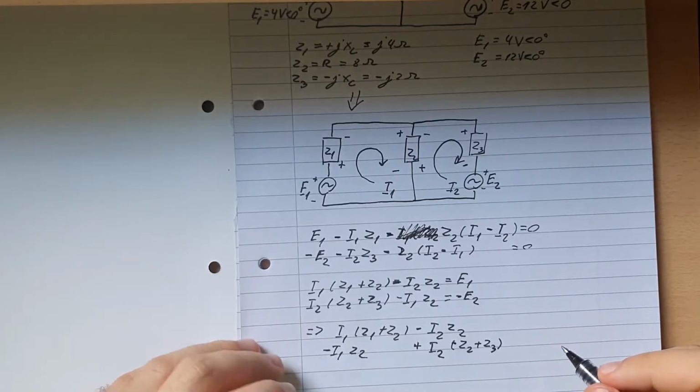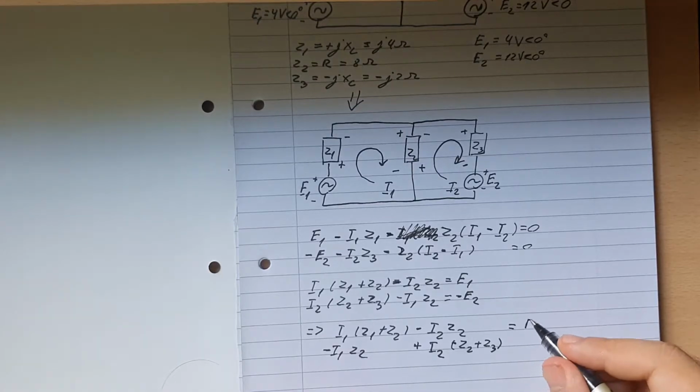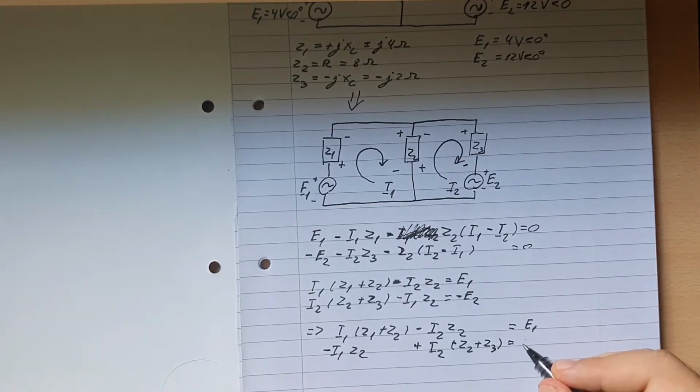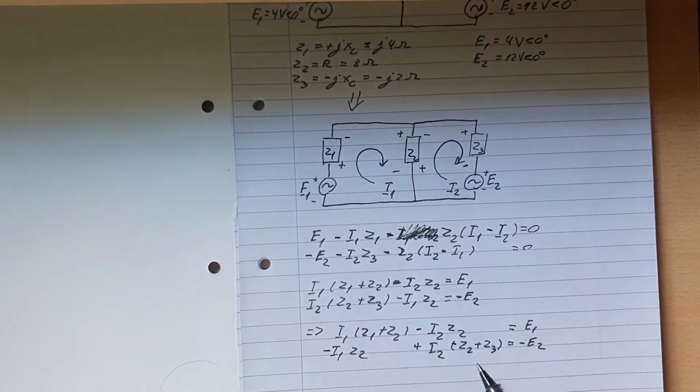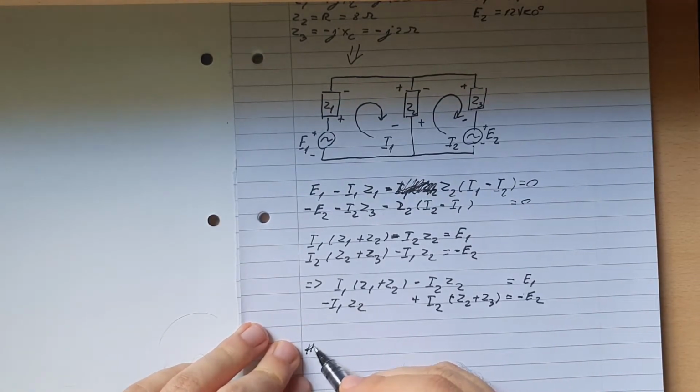Alright, so this one will be equal with E1, and this one will be equal with minus E2. Alright, so this is how we rewrite it again, so we get the same currents under each other, so it's a bit less confusing. And now here is where we apply the matrices. So then we'll try to find it for I1.